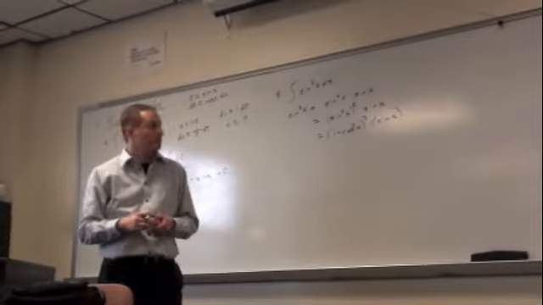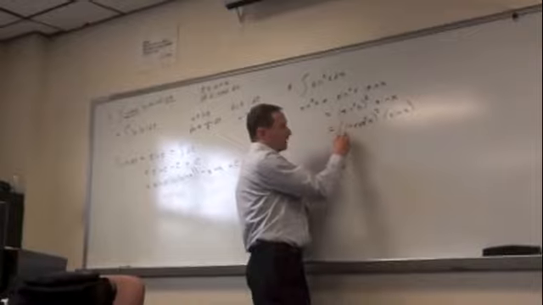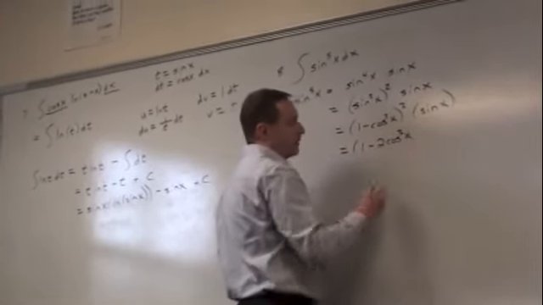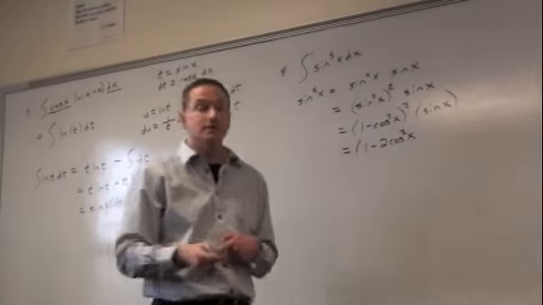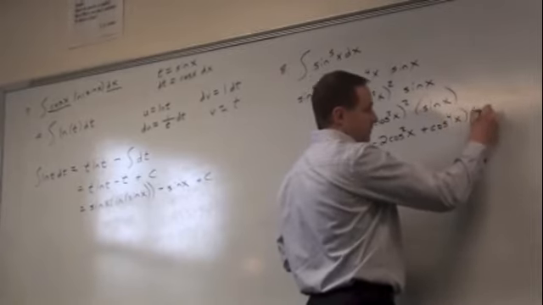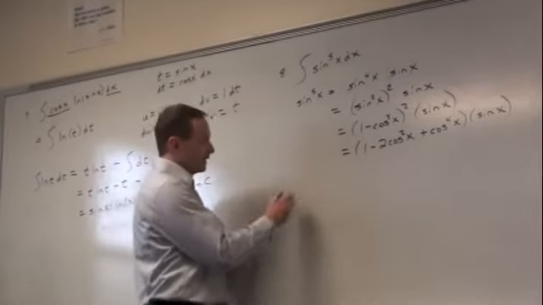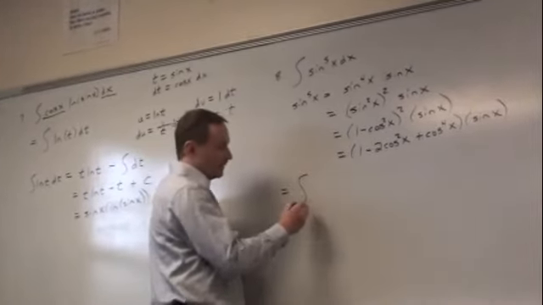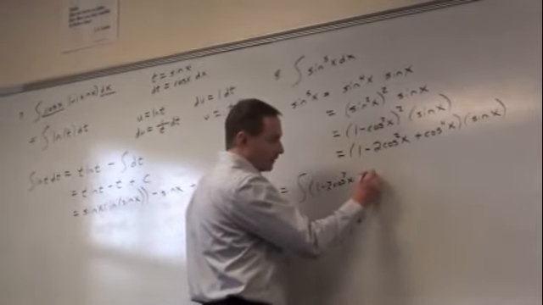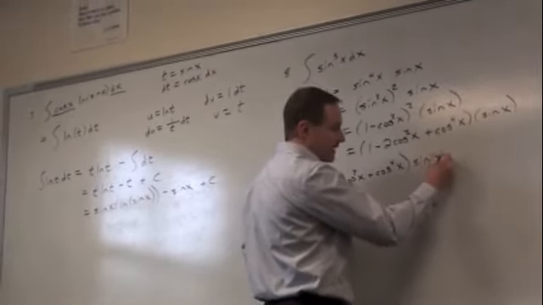Now, do we have to write all that out? No. I'm just trying to show my thinking. Now, when I square this out, I'll get 1 minus 2 cosine squared x plus cosine to the fourth. This is what I needed. So I'll say this integral is equivalent to the integral of 1 minus 2 cosine squared x plus cosine to the fourth x times the sine of x dx.